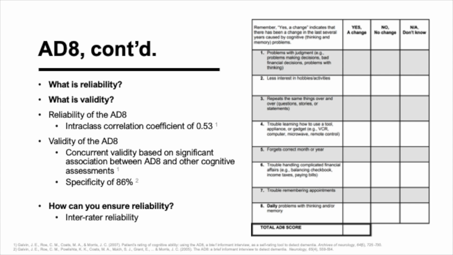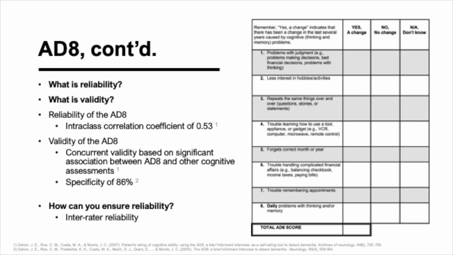So to give you some context on how the AD8 holds true as a screening tool for dementia, we will discuss what we use in research to assure that a tool measures something, and in this case, that something would be dementia or cognitive impairment symptoms. Briefly, I promise I'll only for a second get into the nitty-gritty. So reliability and validity are concepts we use to evaluate the quality of this as a measure.